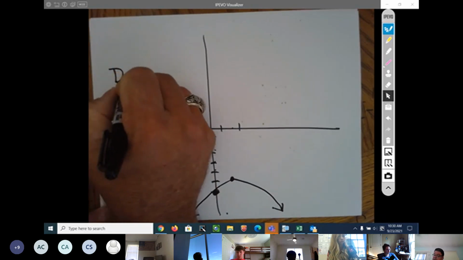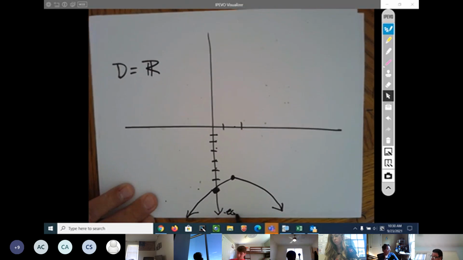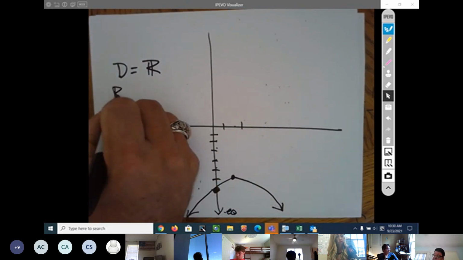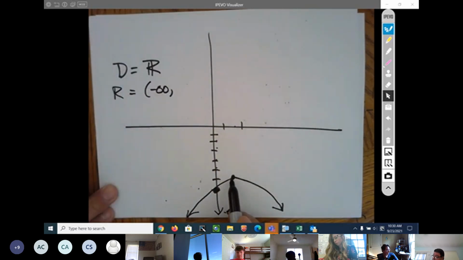So domain is all real numbers. Range is from negative infinity to, what is this y right here? Negative 47/8.